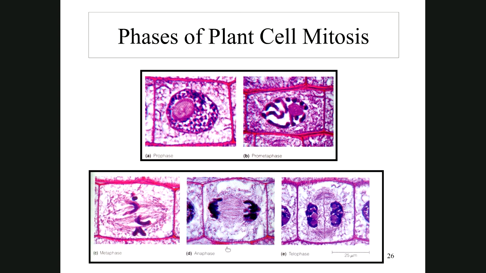In anaphase, they've been pulled apart, and the sisters are grouping at opposite poles, going to form a new nucleus. In telophase, you can see what's called a cell plate being formed here, and that indicates cytokinesis has started, and you know the cell is in telophase.